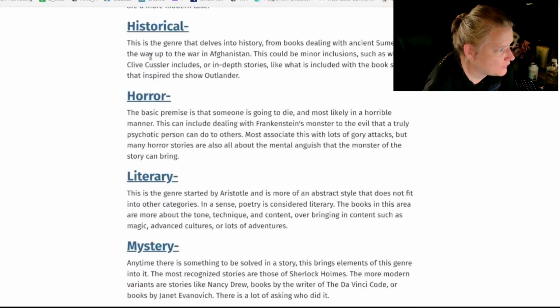Historical. This is the genre that dives into history, from books dealing with ancient Sumeria all the way up to the war in Afghanistan. This could be minor inclusions, such as what Clive Cussler includes, or in-depth stories like what's included in the book series that inspired the show Outlander.